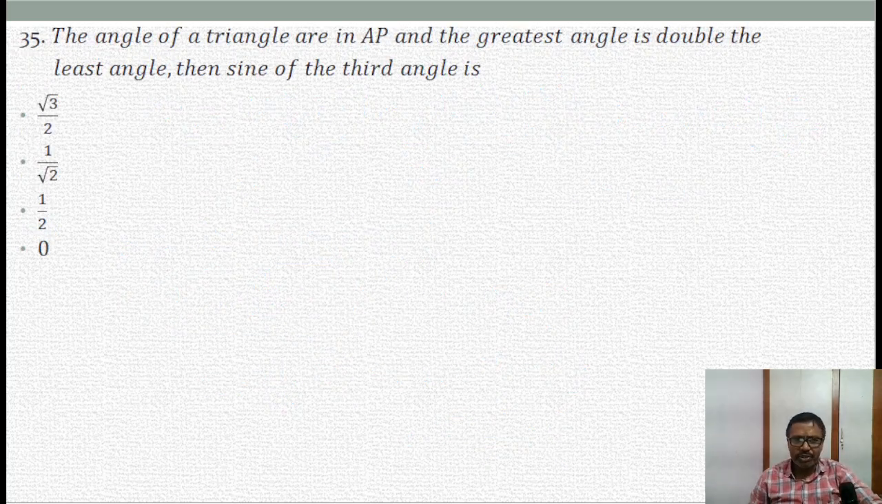So it is 35th question. The angles of a triangle are in AP. Let us go with 3 angles. So let us take one angle as A minus D, one more as A, one more as A plus D. 3 angles because they are in AP, clearly given. And we know that in a triangle, sum of the angles, if you add these 3 angles, is equal to 180. So we got one value, plus D minus D will get cancelled.